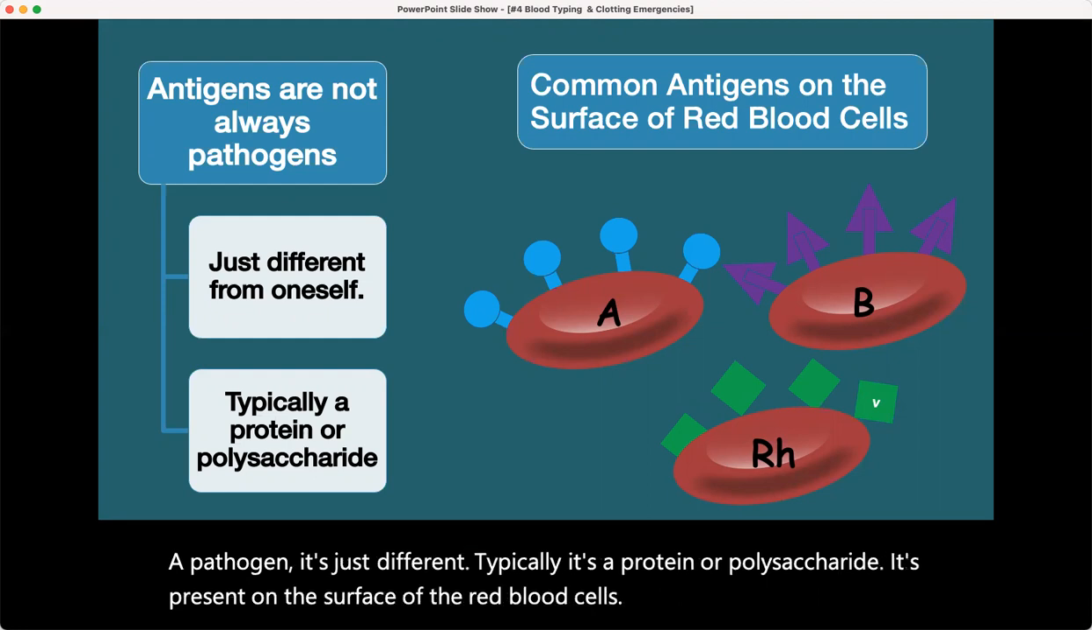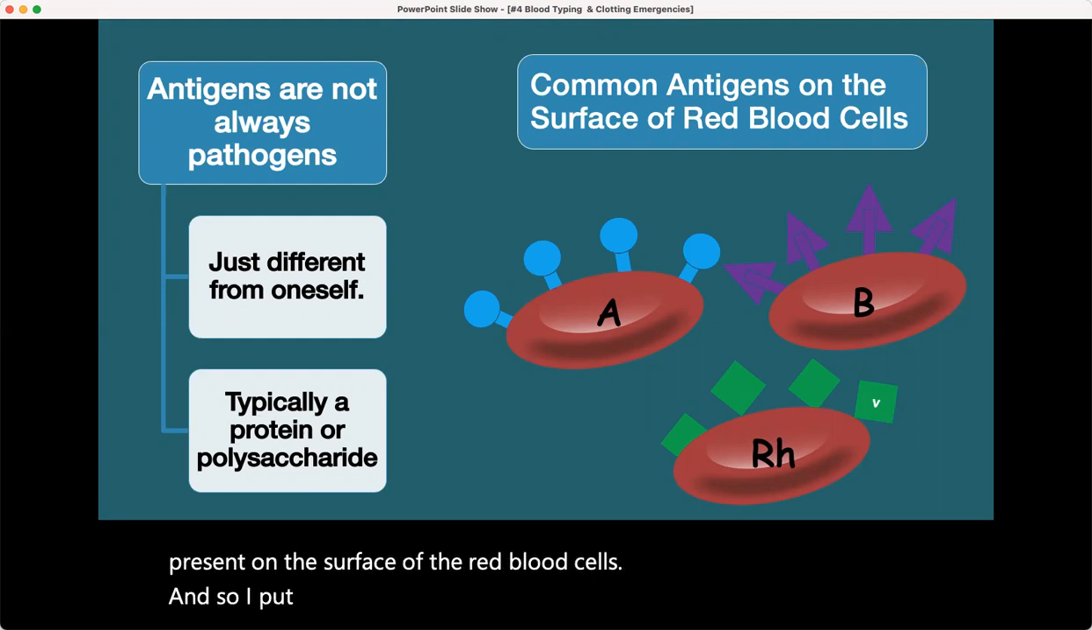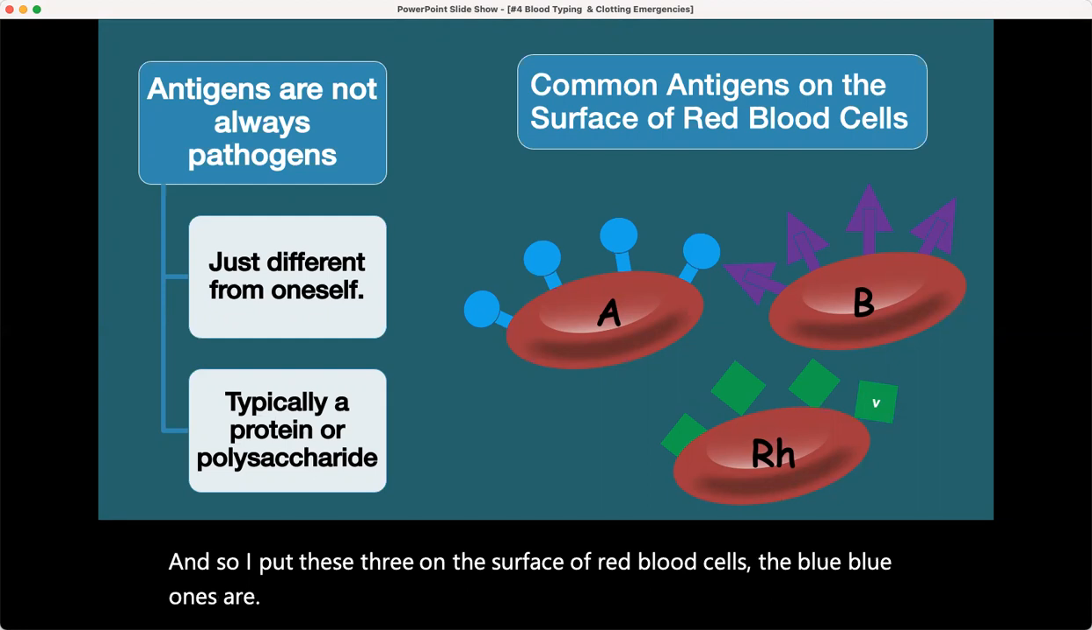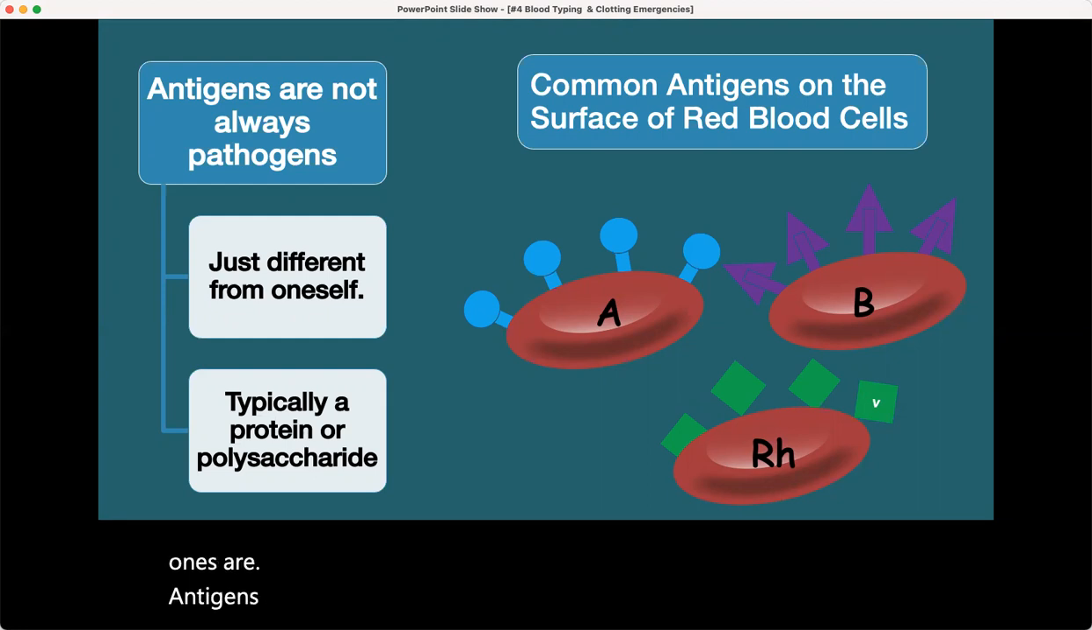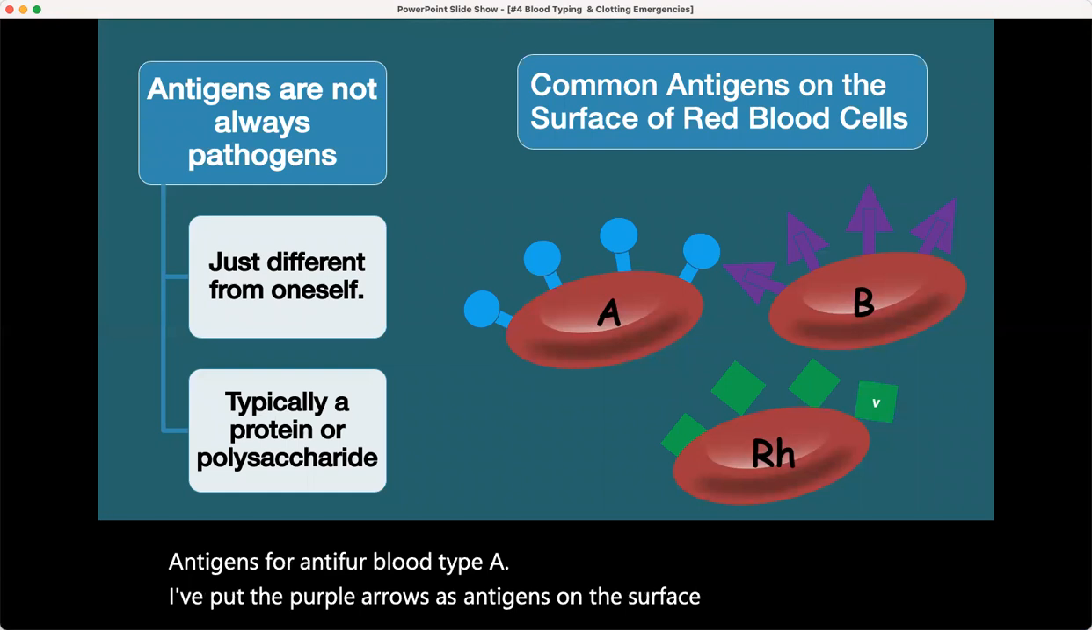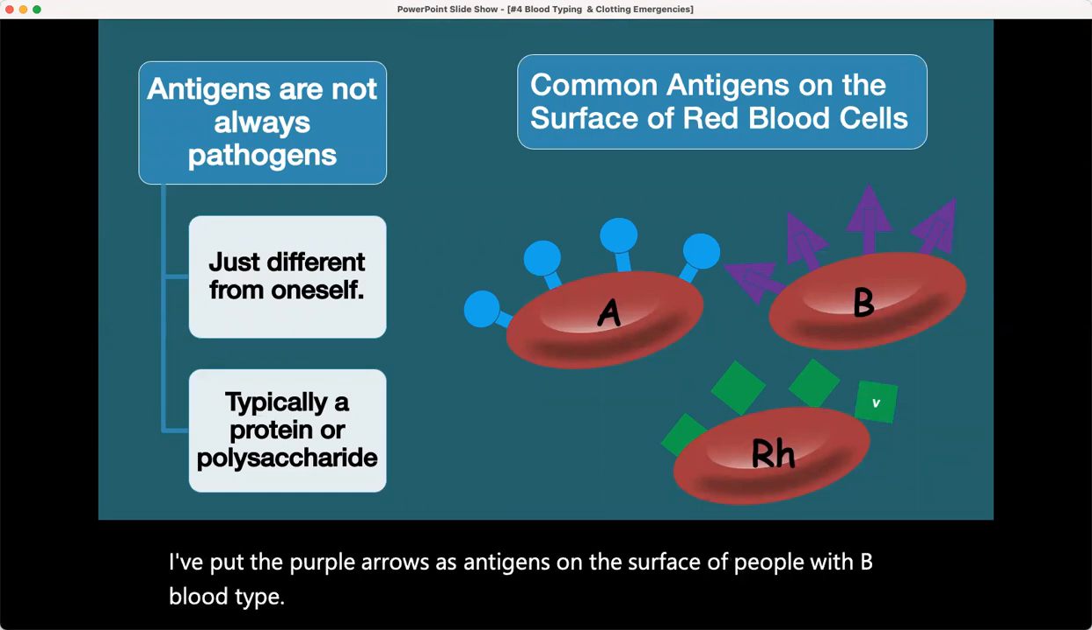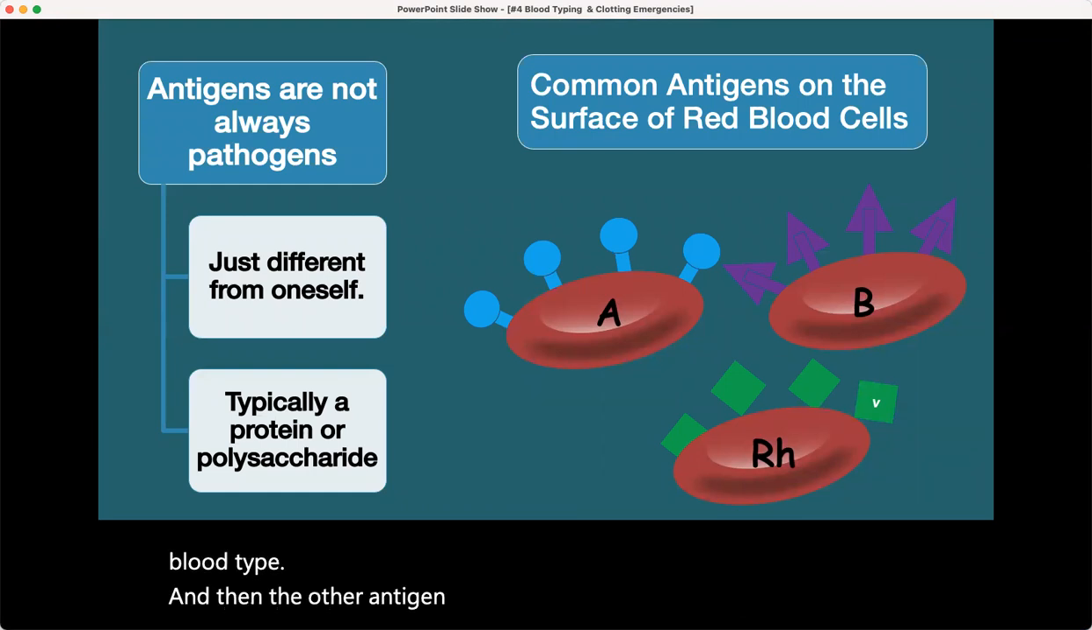And so I put these three on the surface of red blood cells. The blue ones are antigens for blood type A. I've put the purple arrows as antigens on the surface of people with B blood type. And then the other antigen, I put as a green diamond for Rh antigens.